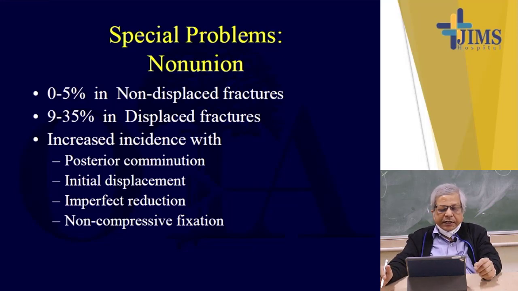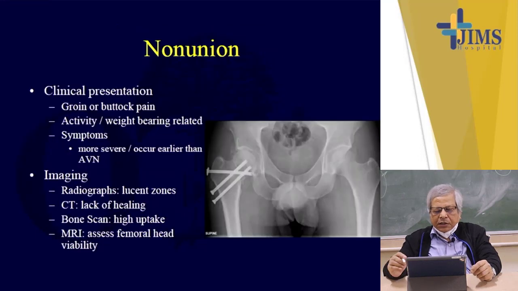Increased incidence with posterior comminution, initial displacement, imperfect reduction, and non-compressive fixations. This is one fracture which was fixed by 3 screws. It was not healing properly. A CT scan is required to judge the amount of healing, or lack of healing.